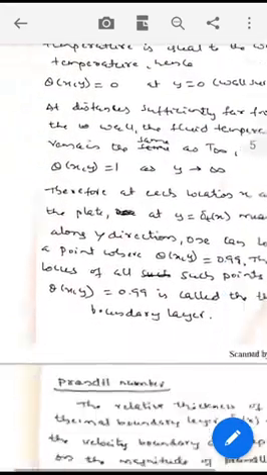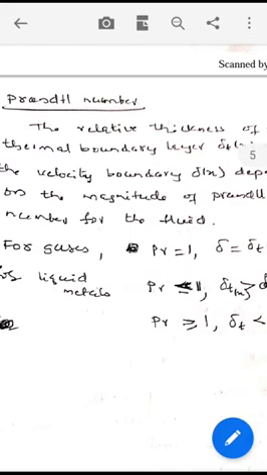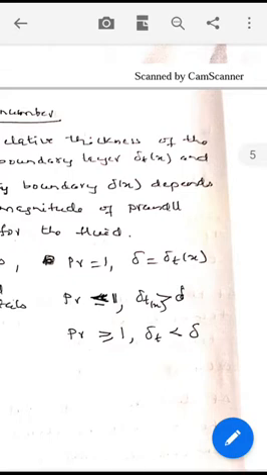Now, Prandtl number. When the fluid at velocity u infinity and temperature T infinity flows over a stationary plate, both velocity boundary layer and thermal boundary layer are formed. The relative thickness of these boundary layers, which is thicker and which is thinner, is decided by the Prandtl number. For gases, Prandtl number equal to 1, velocity boundary layer equal to thermal boundary layer.